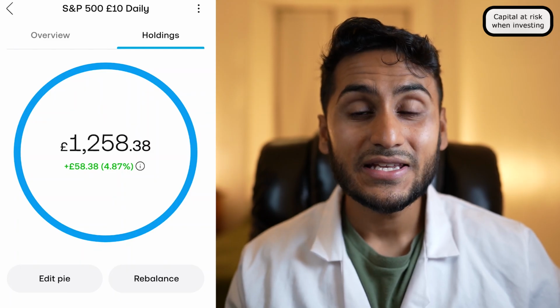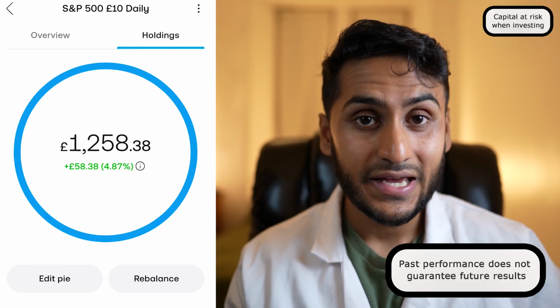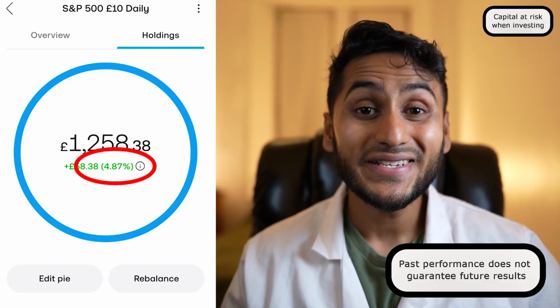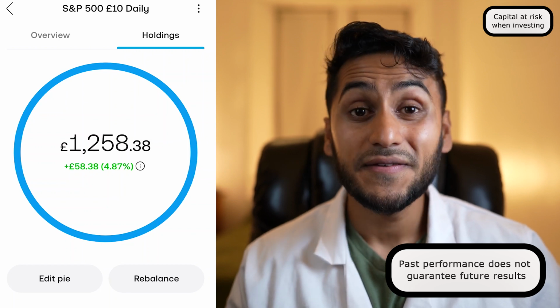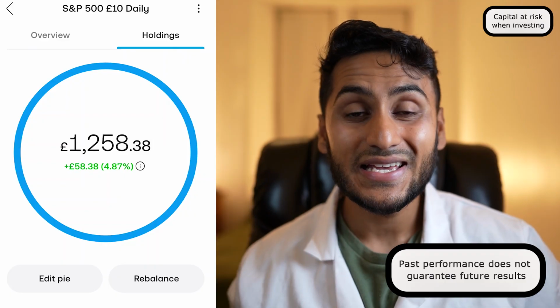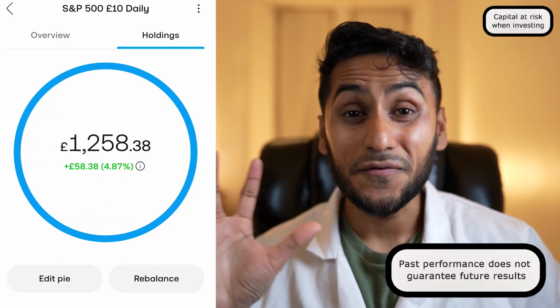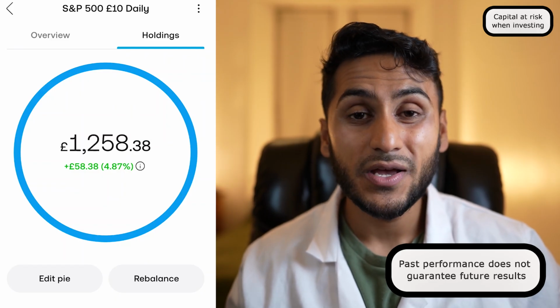So since investing into this fund over 120 days, investing £10 every single day, we are up by around 4.87%. In terms of pounds and pence, that is a positive £58.38. Now essentially that's around 5 to 6 days worth of daily deposits for free. Obviously we haven't sold out yet. This is all unrealized profit, so we can't really say that.